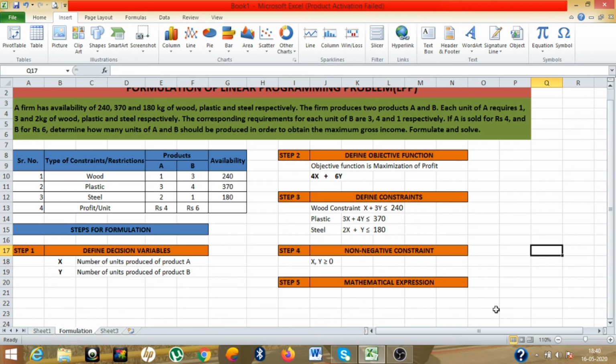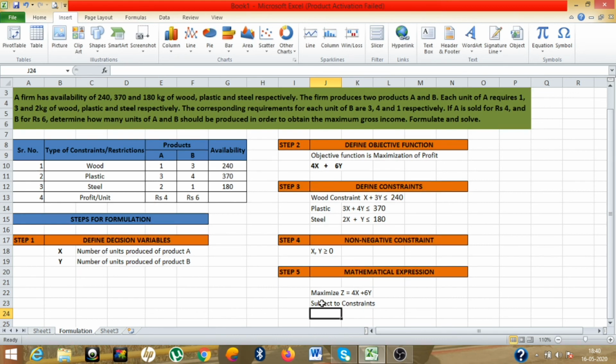Next, our mathematical expression becomes maximize z equals to, our objective is 4x plus 6y, subject to constraints. The first constraint is x plus 3y less than equals to 240.